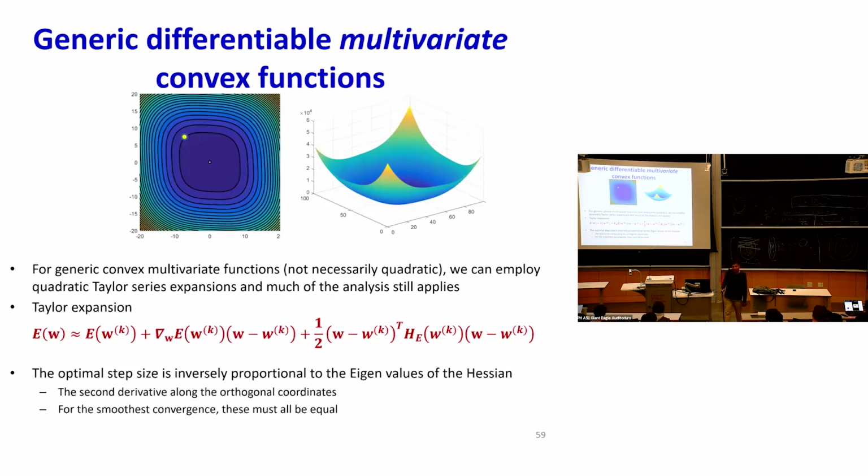And then once again, if you look at the Hessian of the function, the eigenvalues of the Hessian give you the curvature along different directions. And you want the step size to be smaller than twice the smallest optimal step size in any direction.